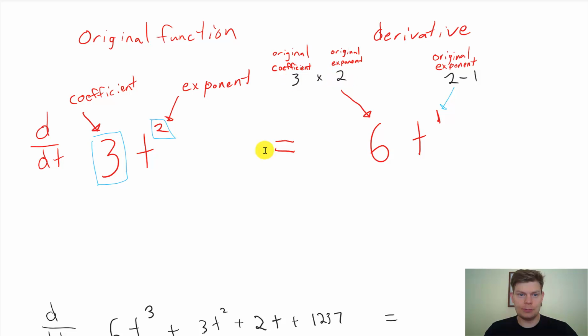So we've got 3 times 2. That gives us 6. That's our new coefficient for our derivative. And our new exponent for the derivative is just whatever it was originally, minus 1. And it's always minus 1. So just 2 minus 1. If this was to the power of 3, it would be 3 minus 1, so it would be 2.